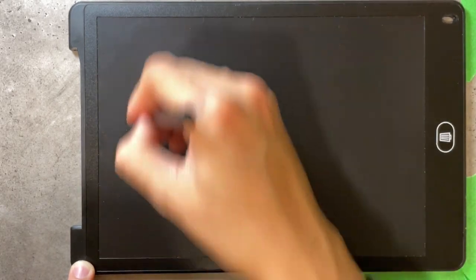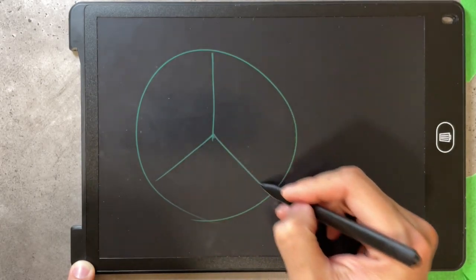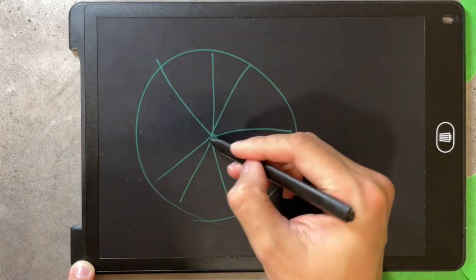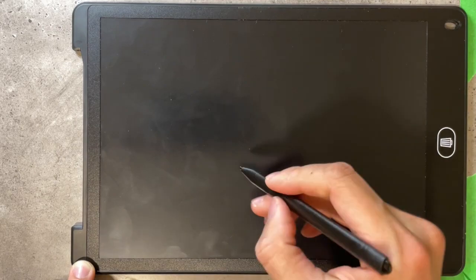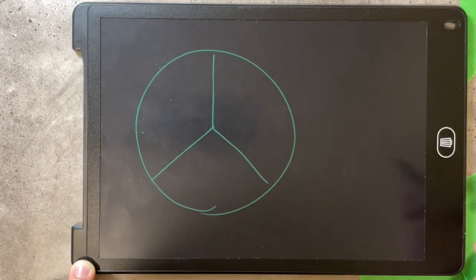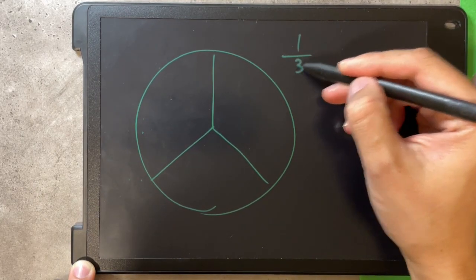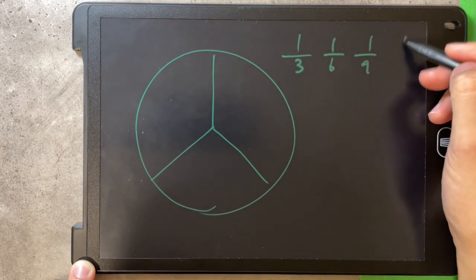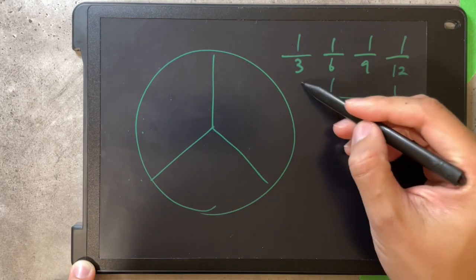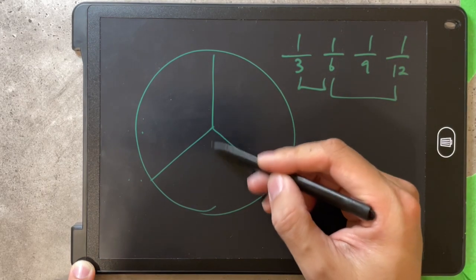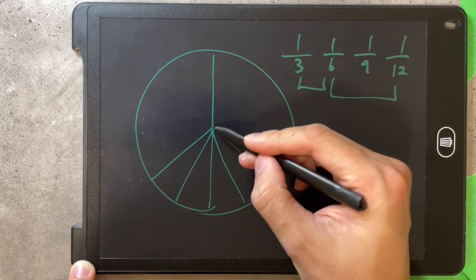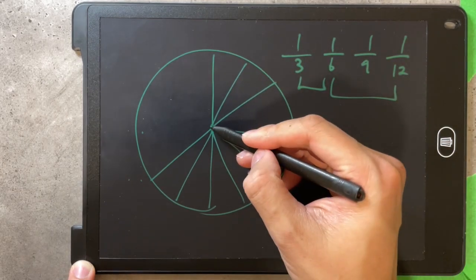So actually, let's do this. If it's 1 over 9, if it's a ninth, then I would divide like that, right? And if it is a 12th, I believe, a 12th would be, so a third, a 6th, 9th, and a 12th. So that's just half more, right? So I split that in half. I split that again. That will be essentially a 12th.